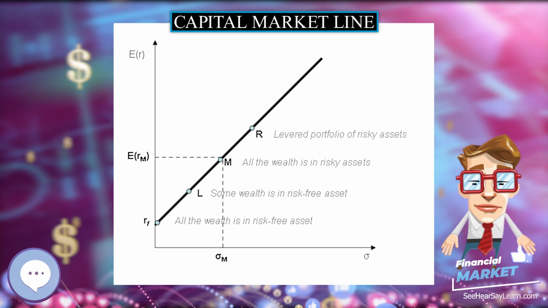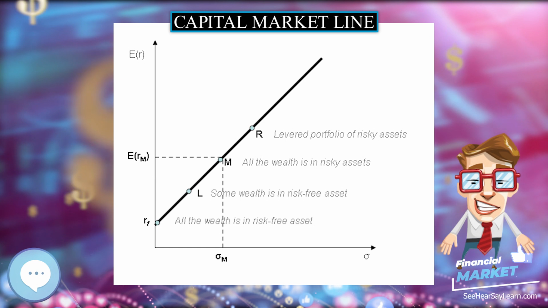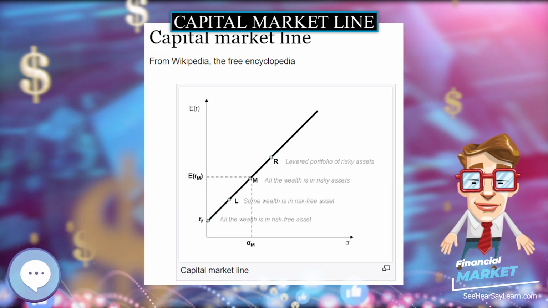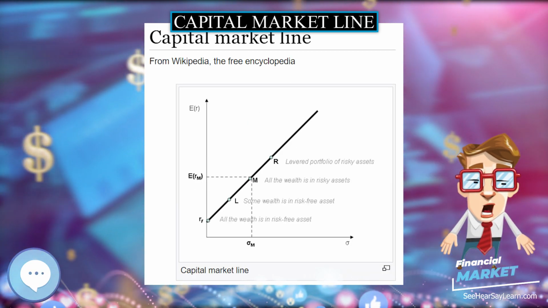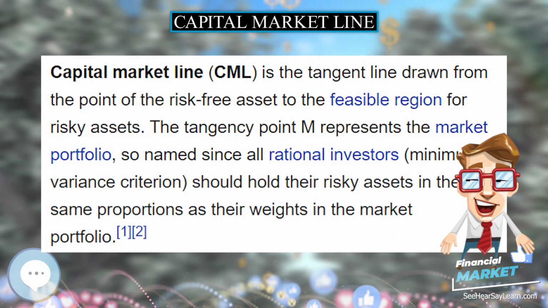Points to the left of and above the CML are infeasible, whereas points to the right and below are attainable but inefficient. Addition of leverage, the point R, creates levered portfolios that are also on the CML.